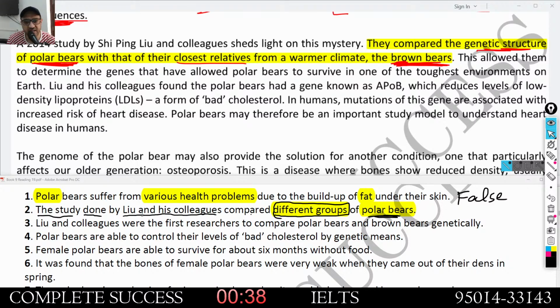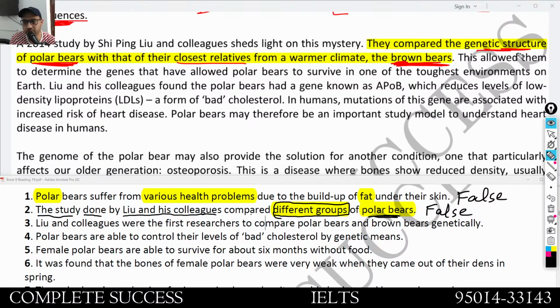So the study done by Lee and his colleagues compared different groups of polar bears. Was a study done on different groups of polar bears, and was there a comparison? Okay, let's check. So again, the answer of this question is false. Why is the answer false?